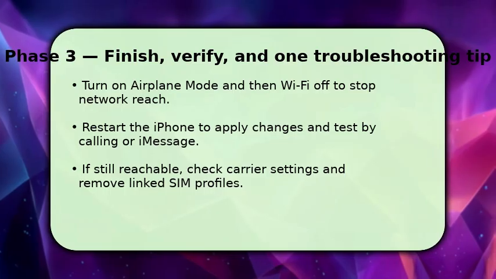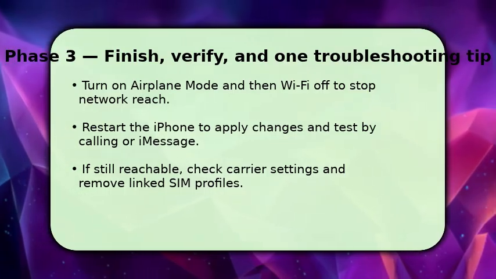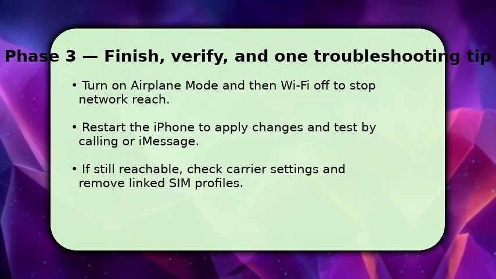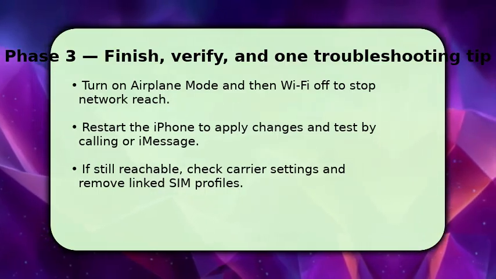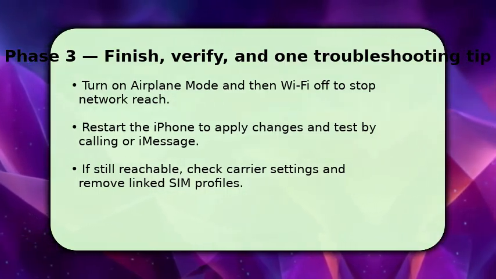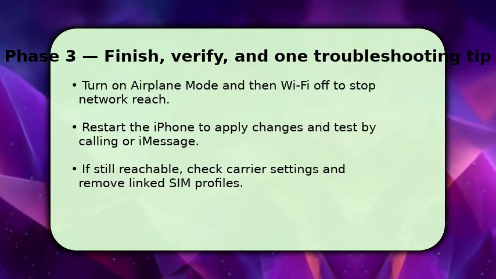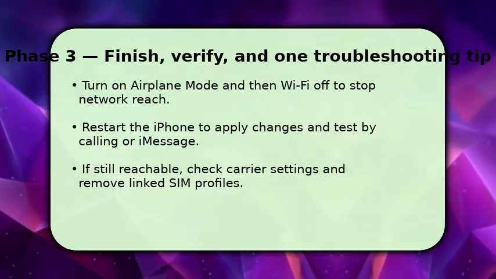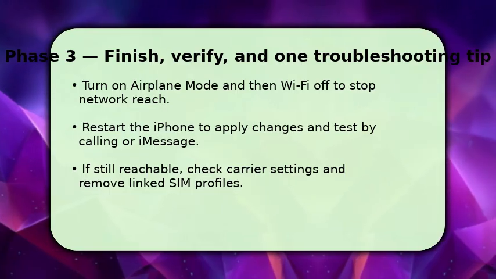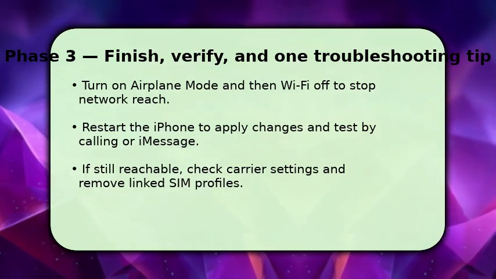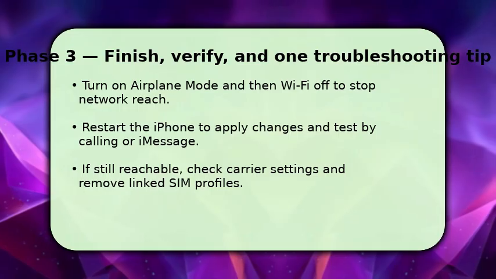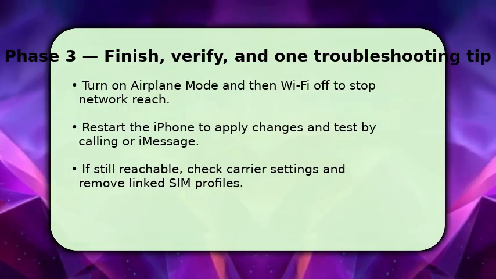Restart the phone to ensure all service changes take effect, and then test by attempting a call or sending an iMessage from another device. If the phone remains reachable, make sure the carrier hasn't provisioned simultaneous ring or call forwarding, and remove any eSIM or SIM profiles if necessary. That usually resolves unexpected reachability.